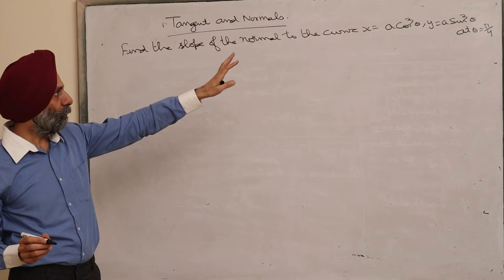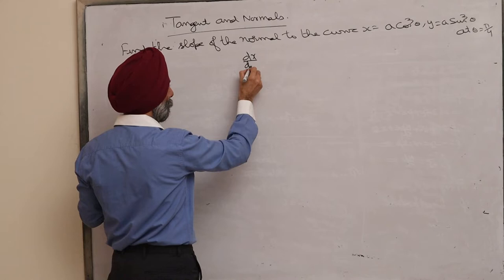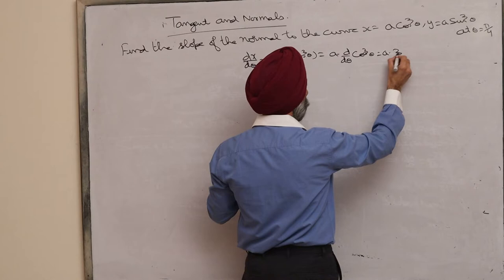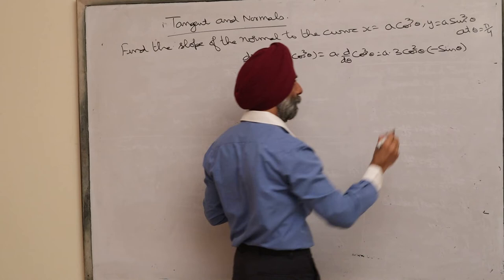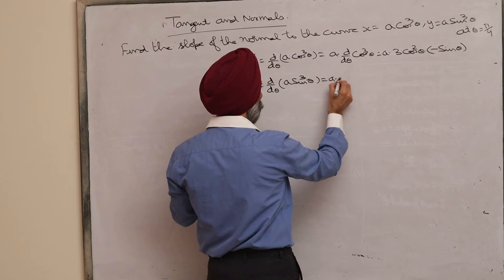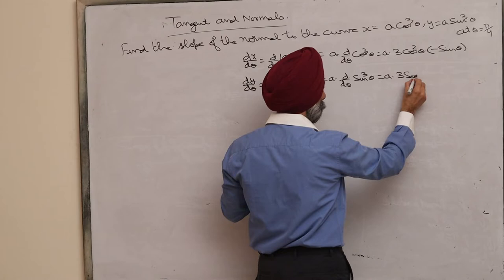So dx over d theta is equal to d over d theta of a cos cube theta, which is a times d over d theta of cos cube theta, which is a into 3 cos square theta into derivative of cos theta, which is minus sin theta. Similarly, dy over d theta is equal to d over d theta of a sin cube theta, which is a times d over d theta of sin cube theta, which is a into 3 sin square theta into derivative of sin theta, which is cos theta.